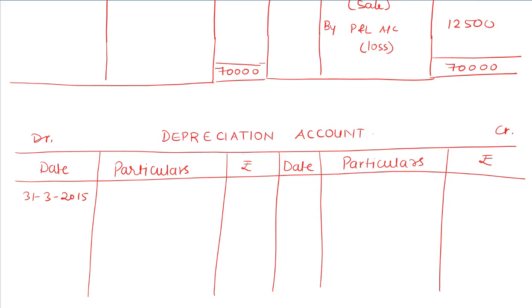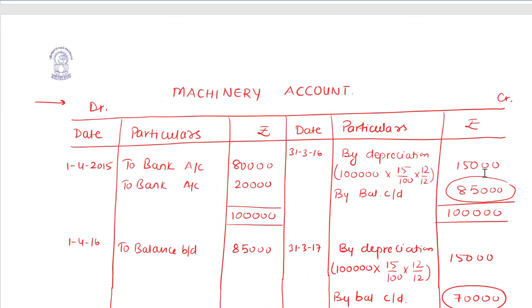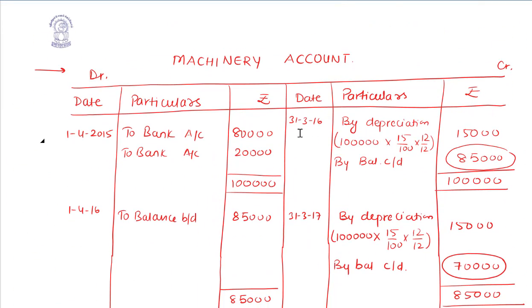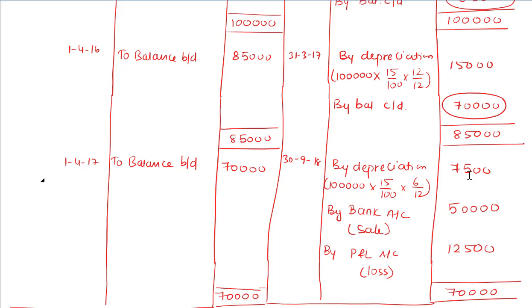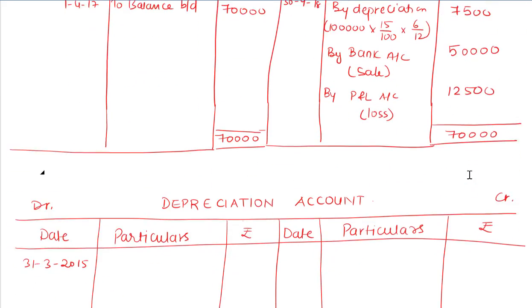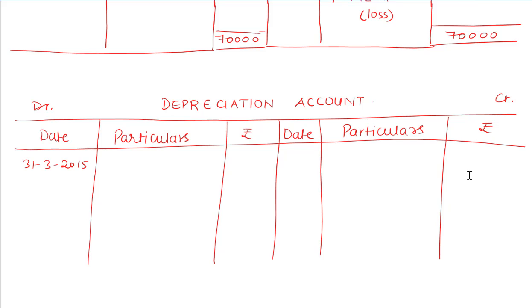March 31st, 2015. This entry, this first one, 2016. This 15,000, this 15,000, and this 7,500. These three entries will come over here. So 31st March 2015 to machinery account, $15,000 to machinery account, 15,000.